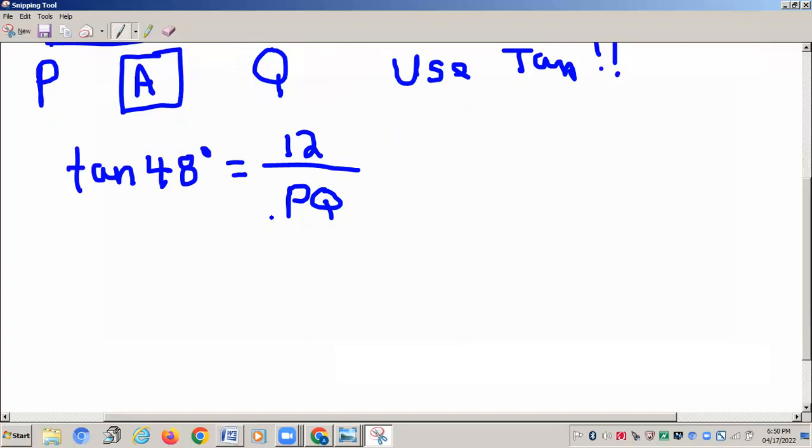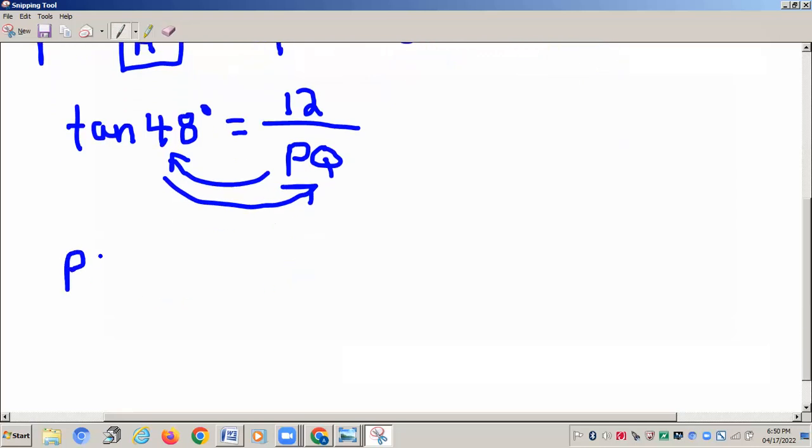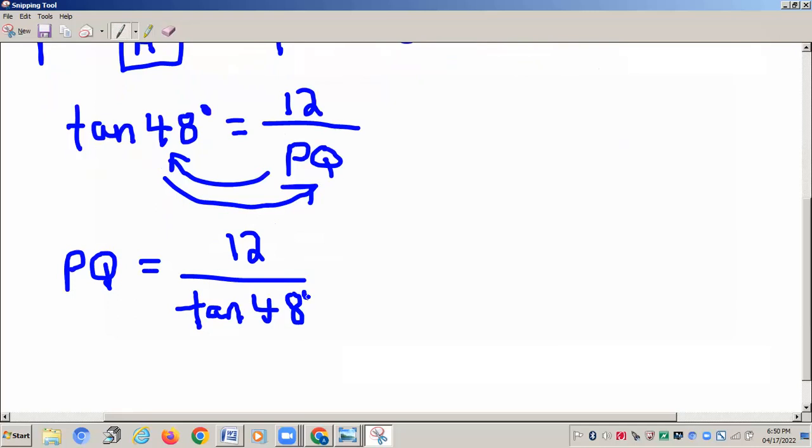So when the unknown is at the bottom, we just switch these two terms. So we're going to have PQ equals 12 divided by tan 48. Everybody following? So when the unknown is at the bottom, we divide, but to do that, we switch the two terms.